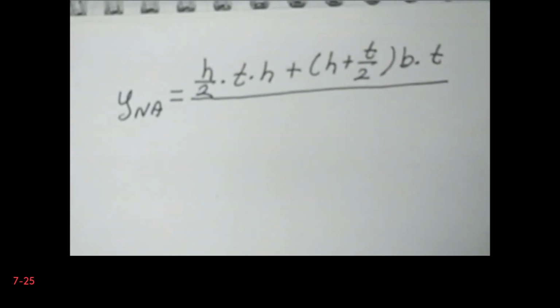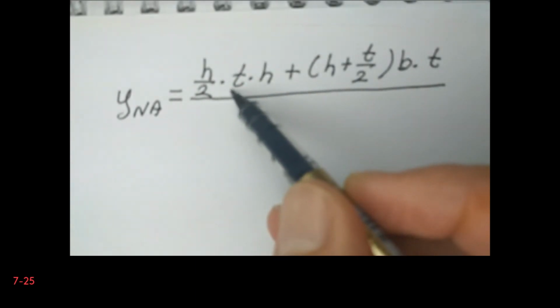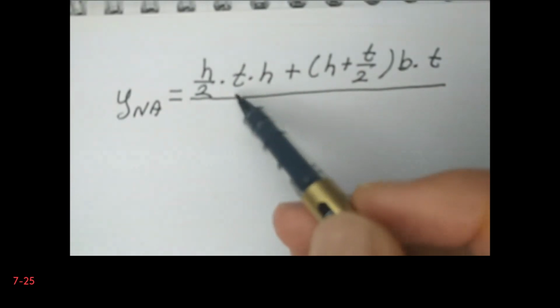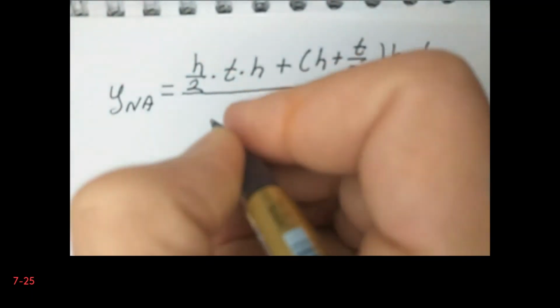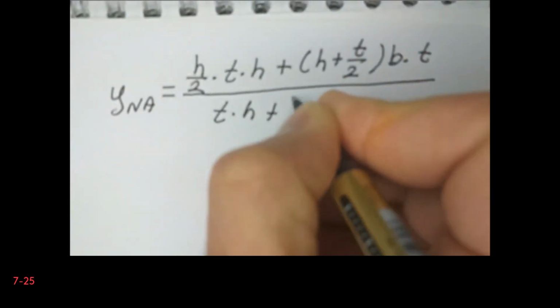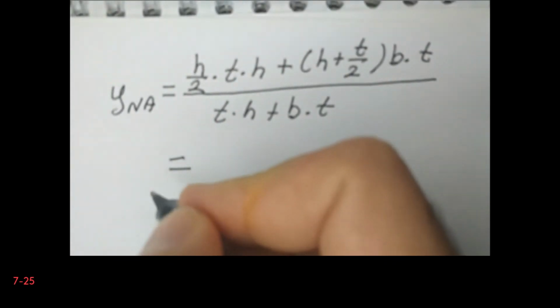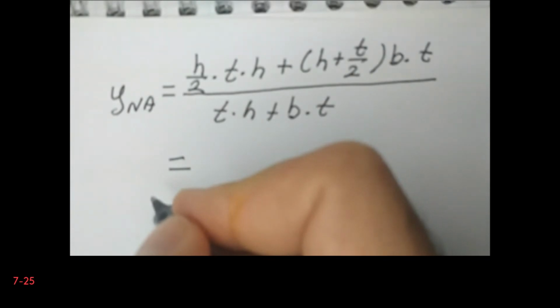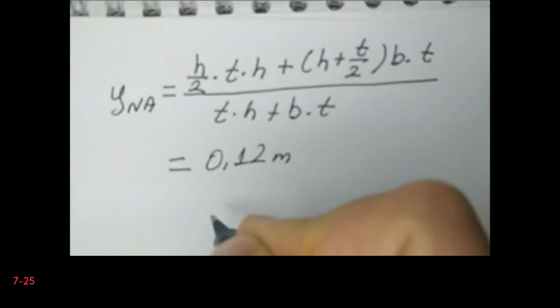So this is the first moment of the area, which is vertical. So this is the first moment of the area of the web, and this is the first moment of the area of the flange. And we will divide it by the total area. Total area is t multiplied by h plus b multiplied by t. So if you put the values, what you are going to get is 0.12 meters. So the neutral axis is located at 0.12 meters away from the bottom of the cross section.